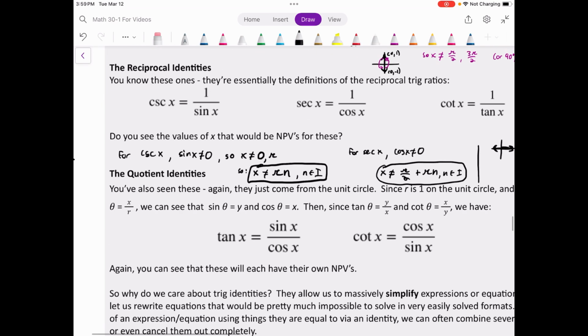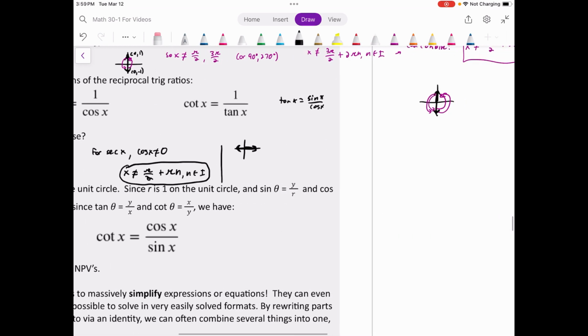So wherever sine x is 0, tan x will also be 0, okay? So we already said that, right? We said where that happens. It's at 0 and pi. So x cannot equal multiples of pi, right? Integer multiples of pi.